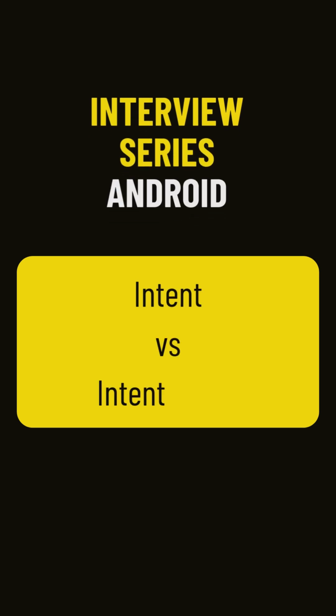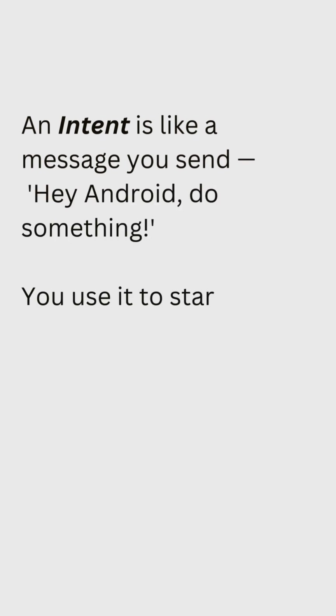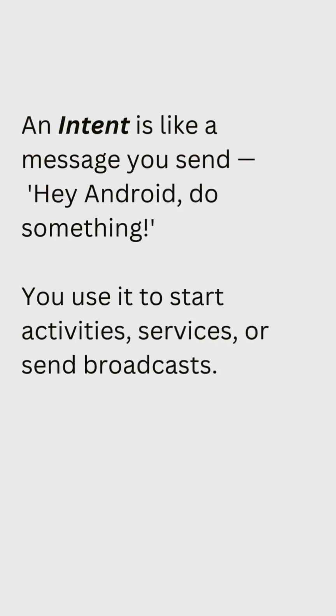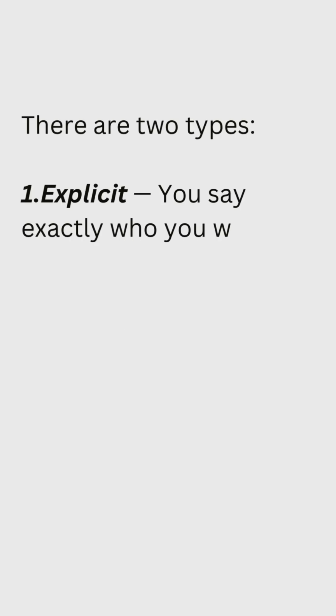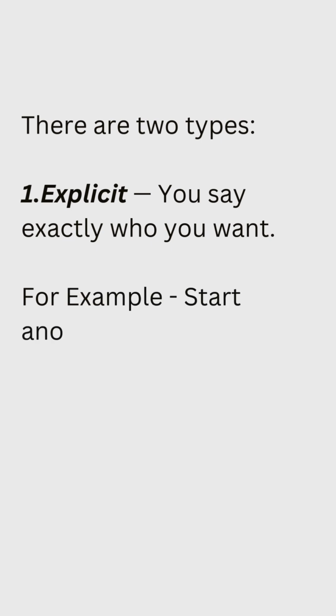Intent versus intent filter. An intent is like a message you send. Hey, Android, do something. You use it to start activities, services, or send broadcasts. There are two types. One, explicit. You say exactly who you want. For example, start another activity.